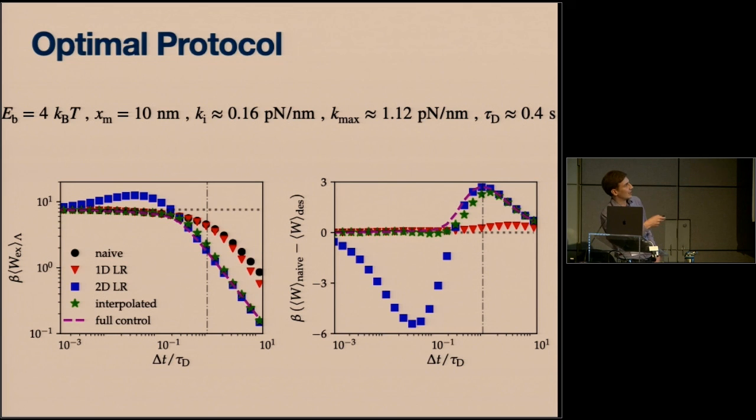Okay, and then we can look at the fast limit. As you go faster and faster, it turns out this slow approximation breaks down and doesn't perform very well. So we have this interpolated protocol, which you can see does quite well, even as you go faster and faster.